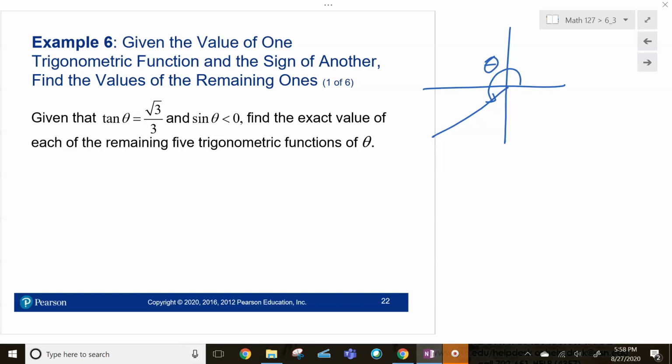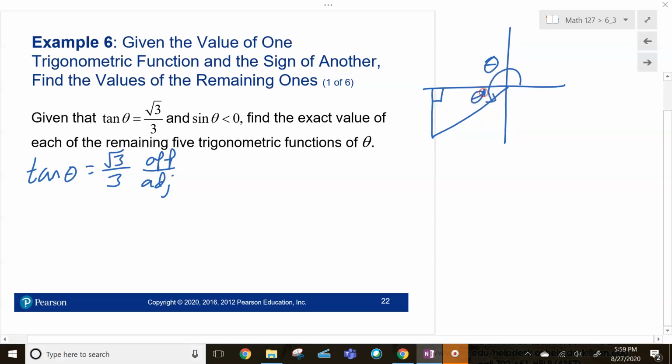Rotates into quadrant 3. Okay, here's our theta rotation. Now, here's where we're going to use our right triangle trig, right? We're going to do this setup here. Remember, SOHCAHTOA: sine is opposite over hypotenuse, cosine is adjacent over hypotenuse, tangent is opposite over adjacent, right? So I'm going to draw my right triangle, name this theta prime, right?